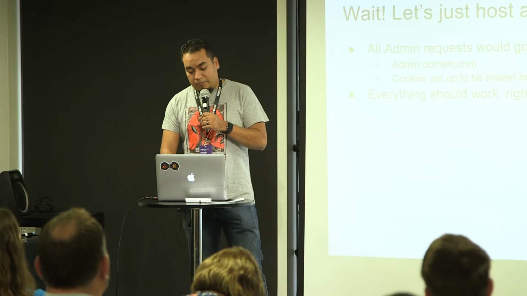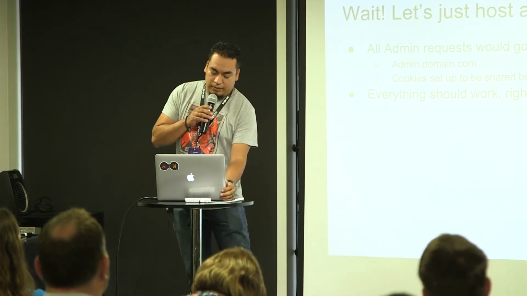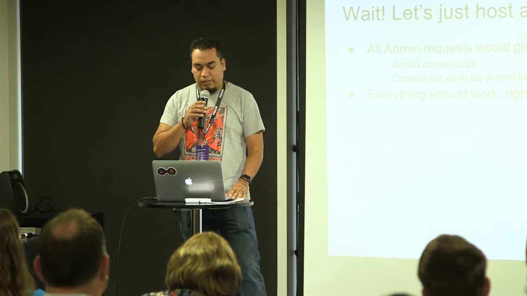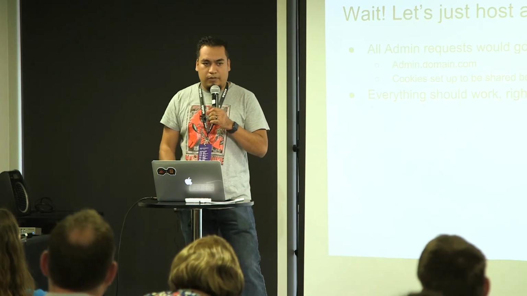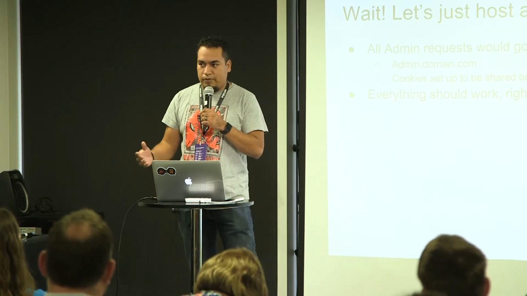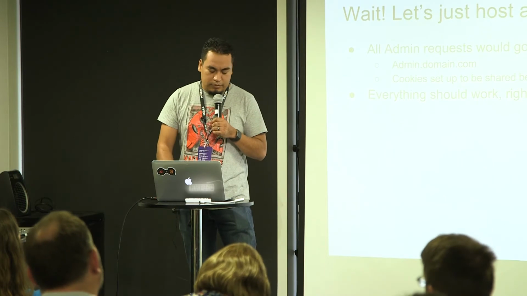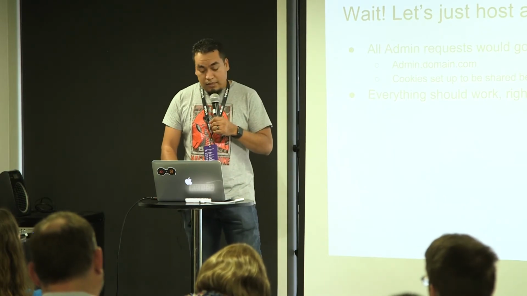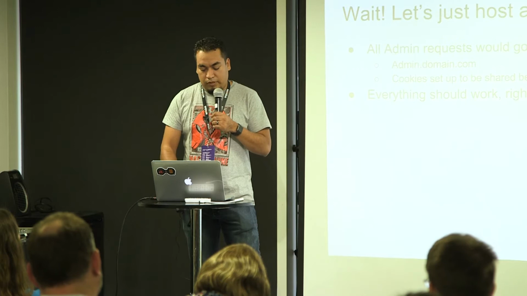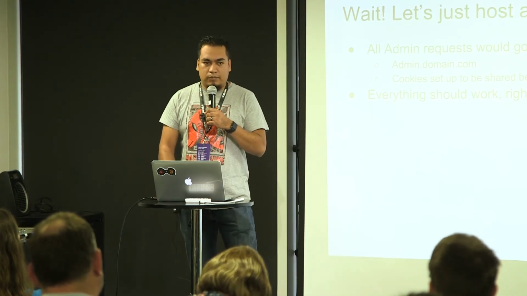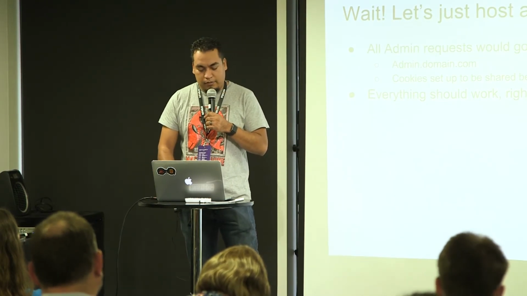So what we ended up doing is splitting the admin app into a different Heroku app, so they don't share resources, so the requests are processed faster. So it should be good, right? So we have admin.domain.com, so everything should be okay.